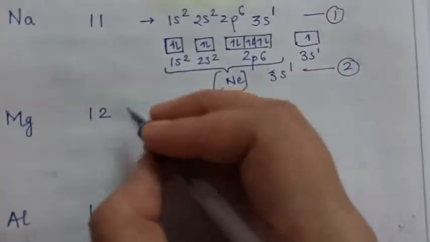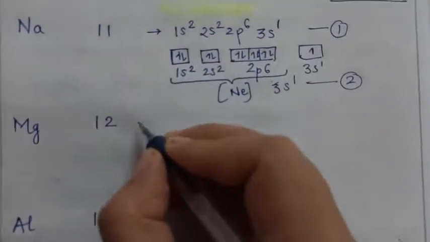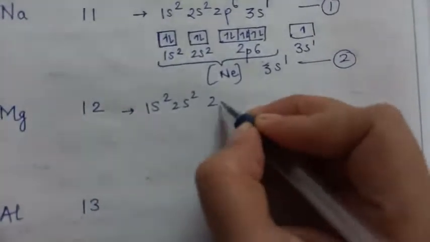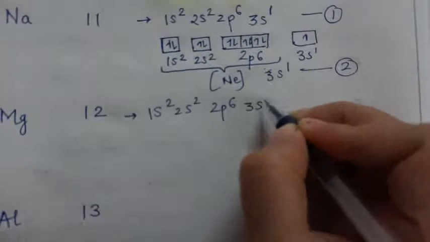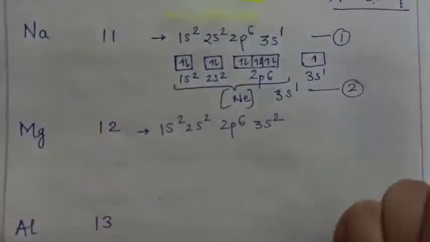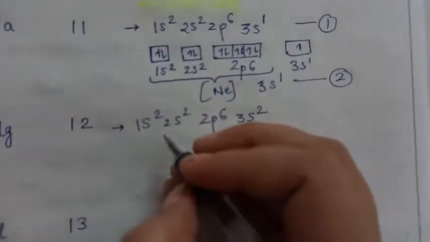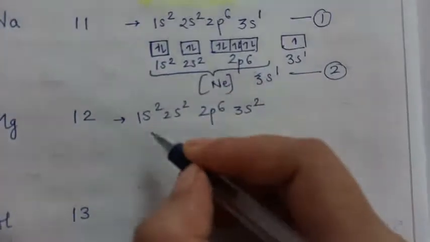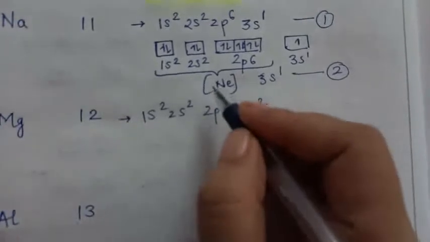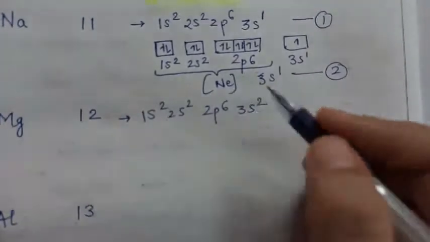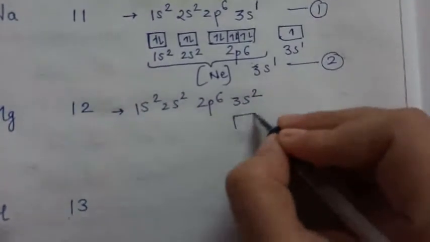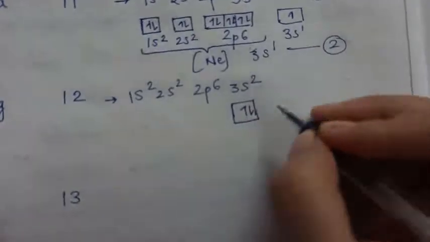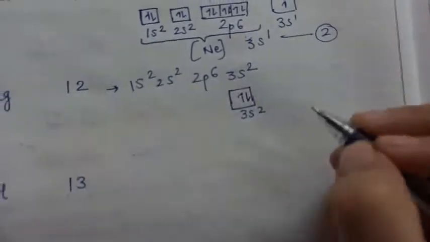Now comes magnesium. Atomic number is 12. So the configuration will be 1s2, 2s2, 2p6, 3s2. One electron more than this. So here, now I will not draw this much because that is going to remain same. 1s2 same as above, 2s2 same as above, 2p6 also same as above. So I am drawing just 3s2. So 1 and 2. And this is what is 3s2, right?